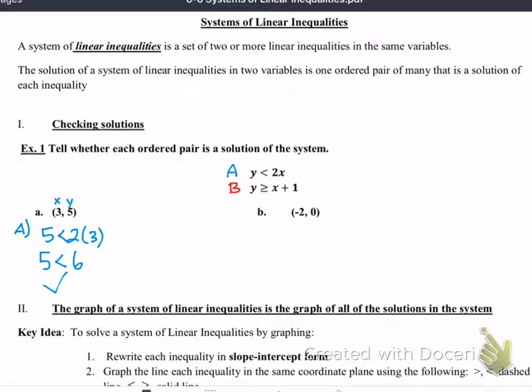For line B, I'm taking the same coordinate and doing the same thing. 5 is greater than or equal to 3 plus 1. 5 is greater than or equal to 4, and that is also a true statement. Therefore, this does work. Yes, it's a solution. Why don't you pause for a sec and try letter B, and then you can unpause to check your answers.